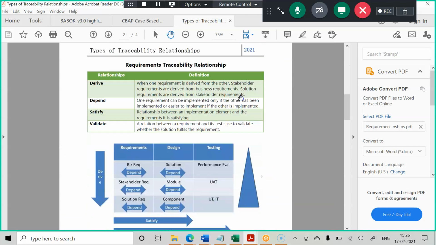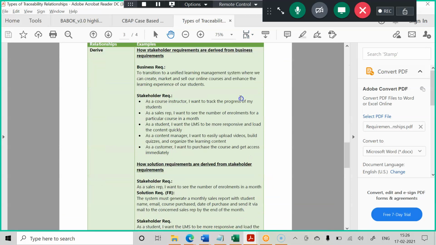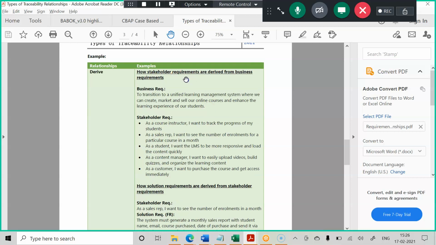Yeah, so this document may be useful to you. When you're trying to derive something, you have a stakeholder requirement and a business requirement. Everything starts with the business requirement, right? There's a business need. Then from a business need, some stakeholders will say, okay, as a sales manager I would need these requirements, or as a marketer I want certain requirements, or as a course instructor I would like to do certain things. So a stakeholder requirement is derived from a business requirement. You have a bigger goal, and from that you're narrowing down slowly.